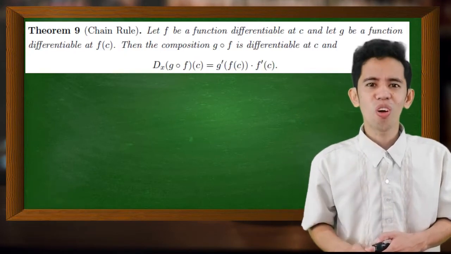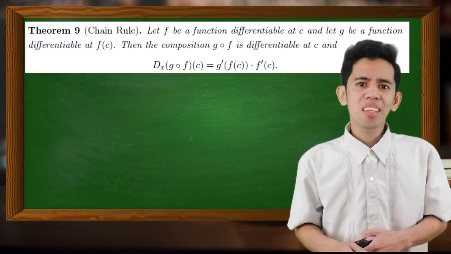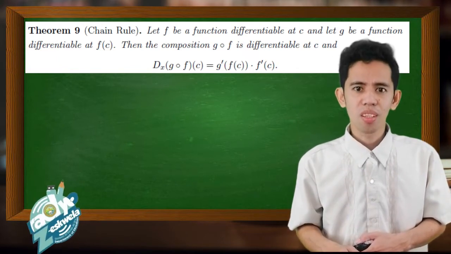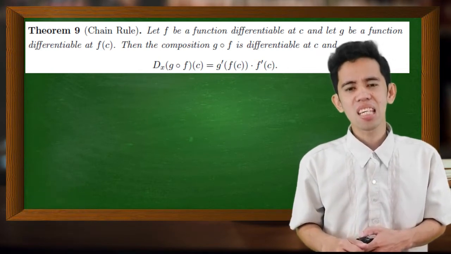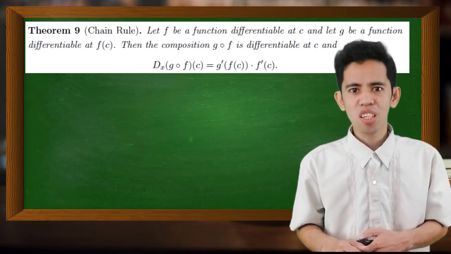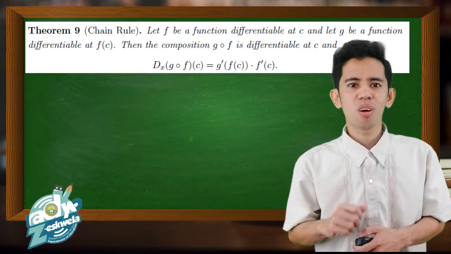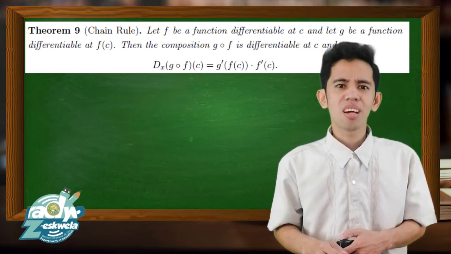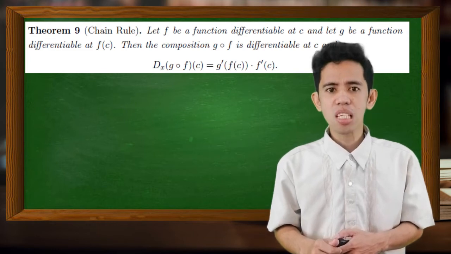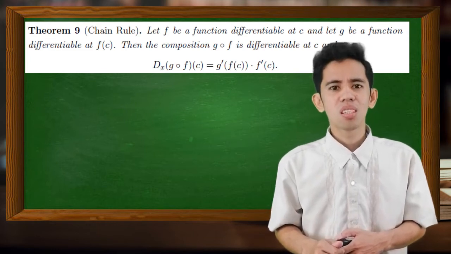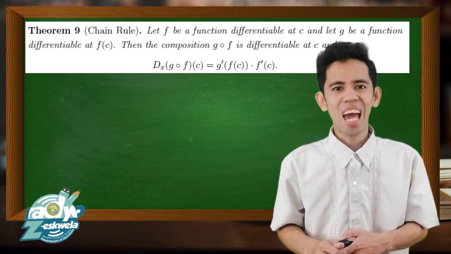Theorem 9, or the theorem about the chain rule, states that let f be a function differentiable at c, and let g be a function differentiable at f of c. Then, the composition g composed with f at c is equal to g prime of f of c times f prime of c.